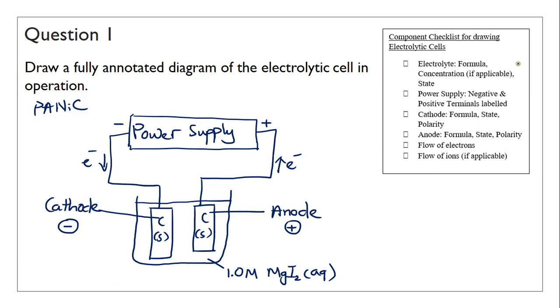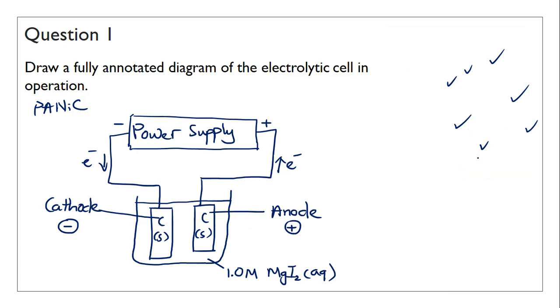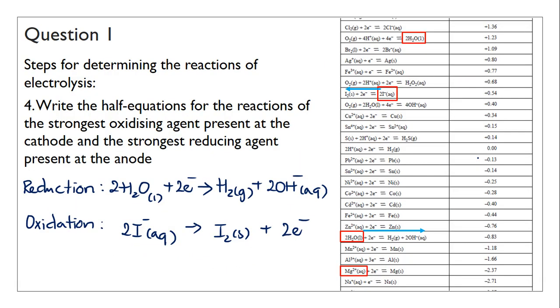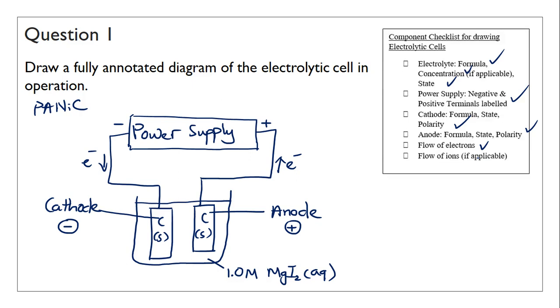Okay, so what we have done: electrolyte, formula, concentration, state, yes. Power supply, negative and positive terminals labelled, yes. Cathode, formula, state, polarity, yes. Anode, formula, state, polarity, yes. Flow of electrons, flow of ions. I don't think it's actually applicable here. Let's just go back. I don't think you have to do the flow of ions in this case, but if you really want to, I'm just going to annotate the products.